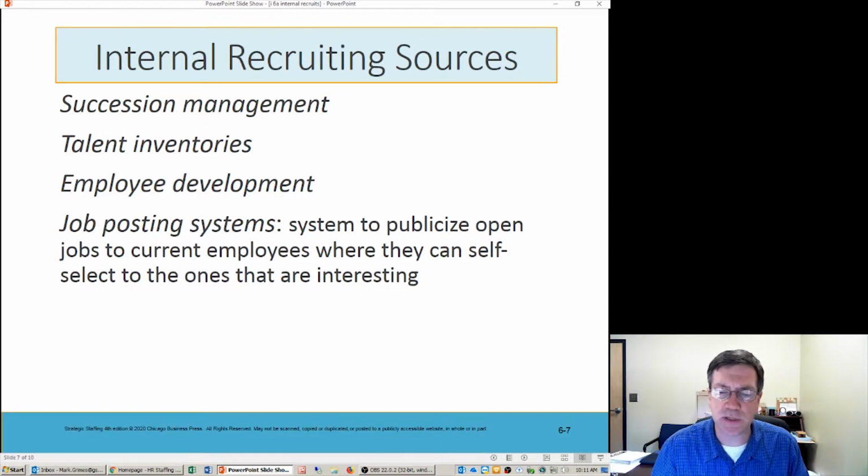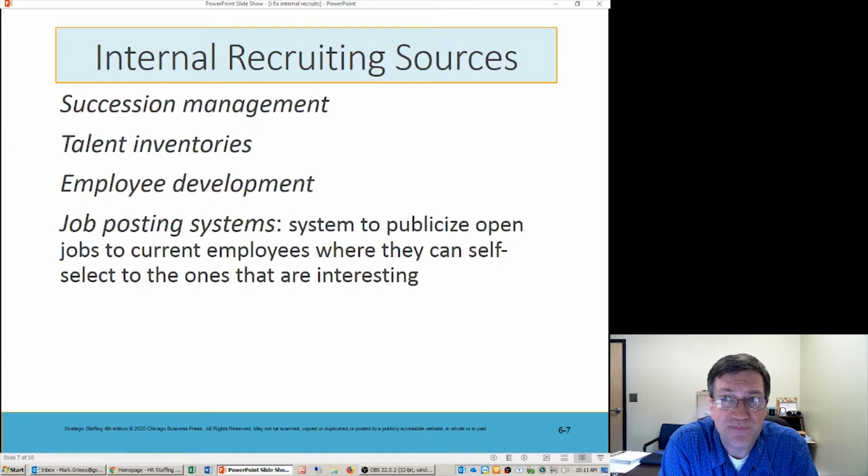But a job posting system, whether it's a piece of paper on a billboard in the employee break room, or whether it is an intranet page that you can click on and list all the jobs, is simply a system where we can let the folks who already work for us know what jobs we're looking for people to fill, so they can see what they're interested in. If there's one they really like, they can apply for it.